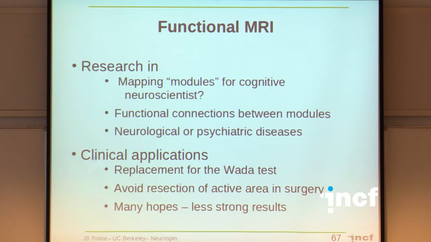Also the functional connection. Even if I have a track, is it used during a specific task? Let's say I have a track between two brain regions, but how much information is going from one brain region to the other? And there are a lot of neurological or psychiatric possibilities for studying and understanding the mechanism of some diseases, possibly following up some treatment, and so on.